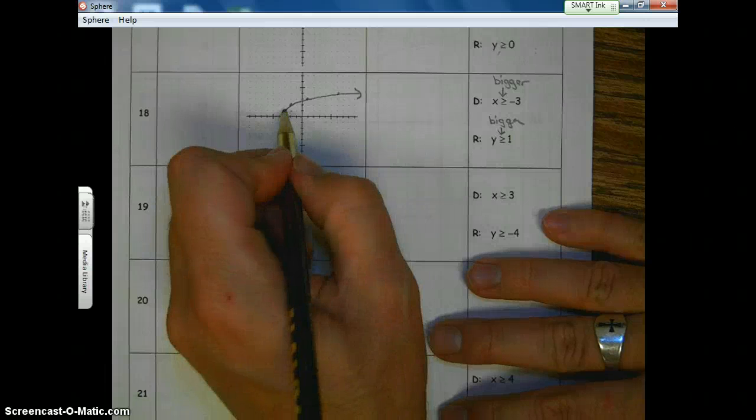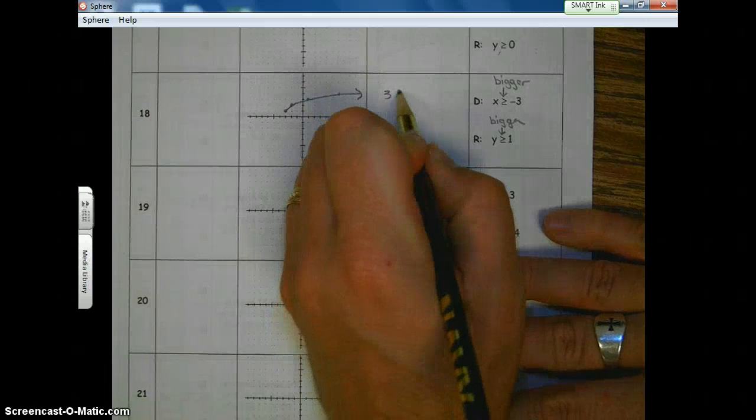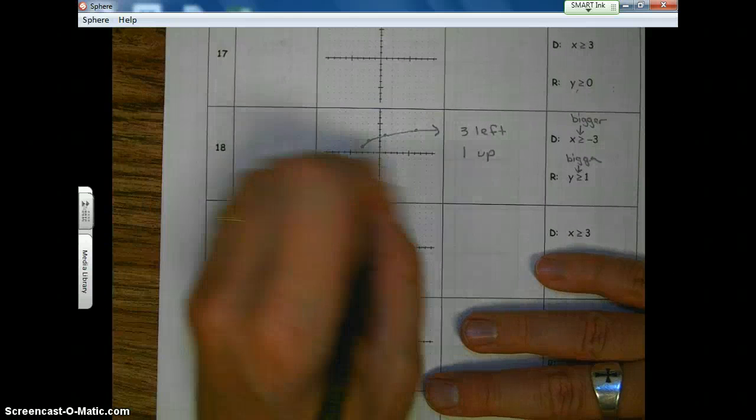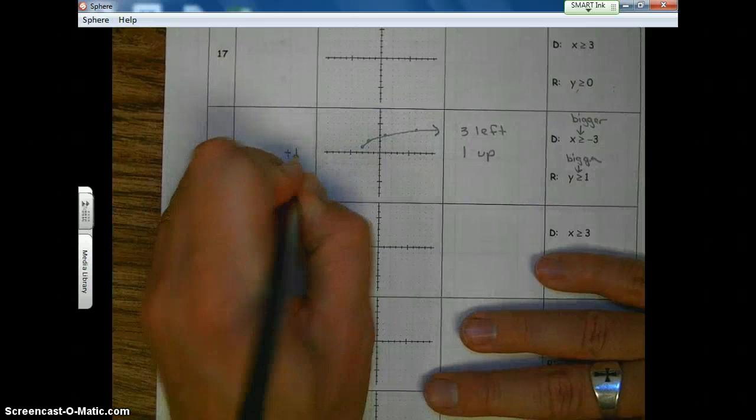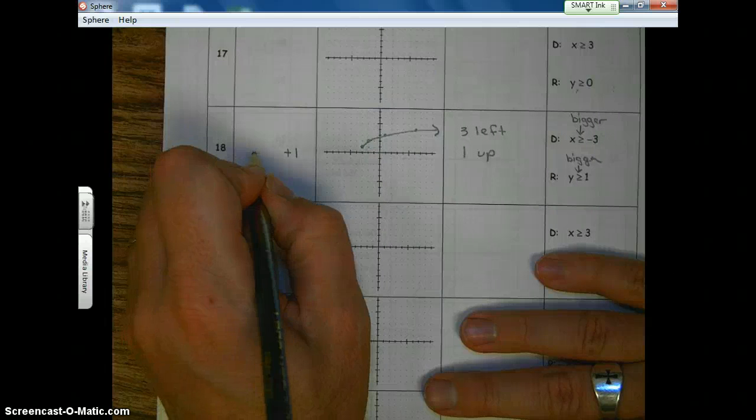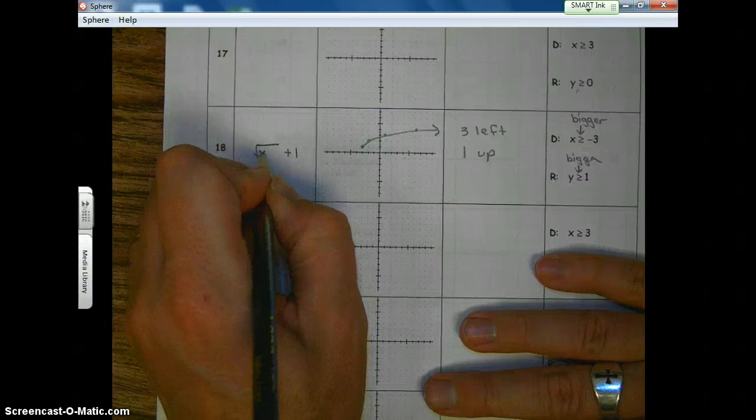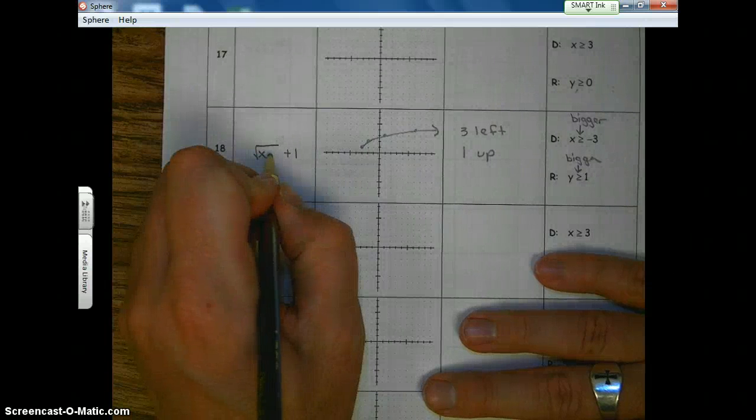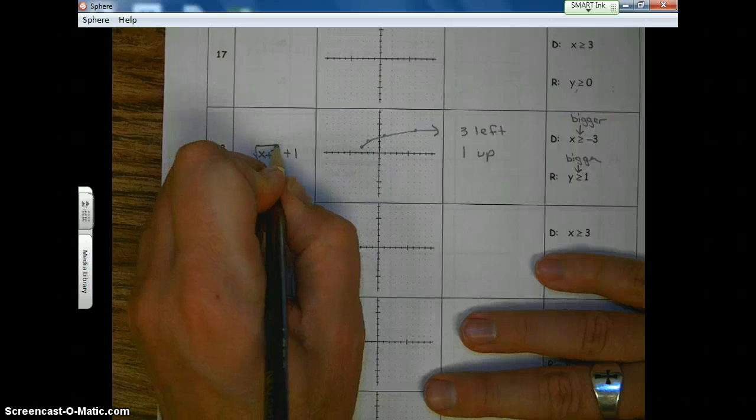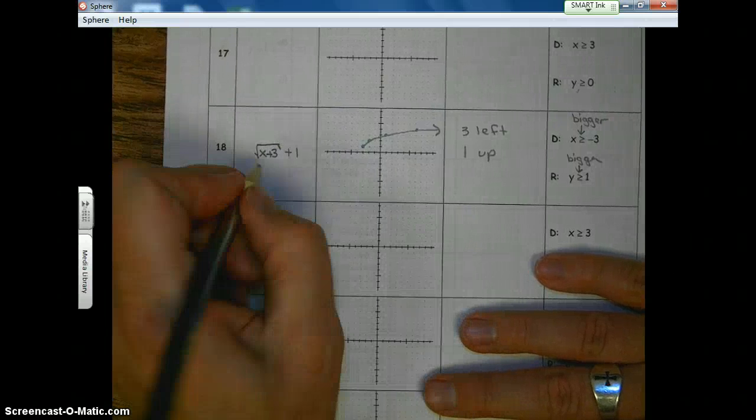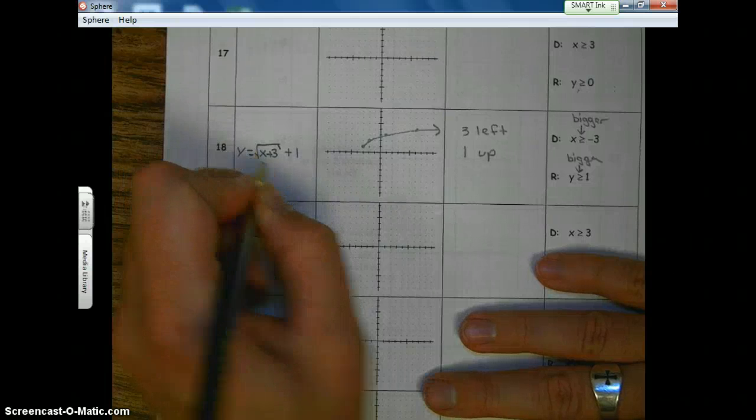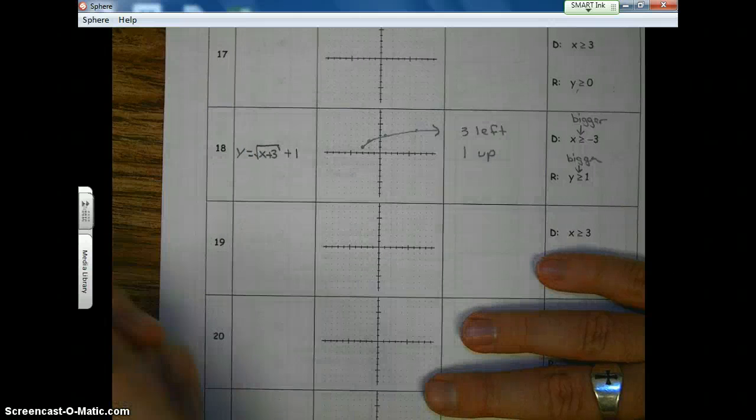So we translated 3 left, 1 up, and the equation, we know it's 1 up, that's our k value. We know we went 3 left, so x, what do you think? Plus 3, Iris, good job, I know you got that, equals y. And our a value is 1 because it's over 1, up 1.